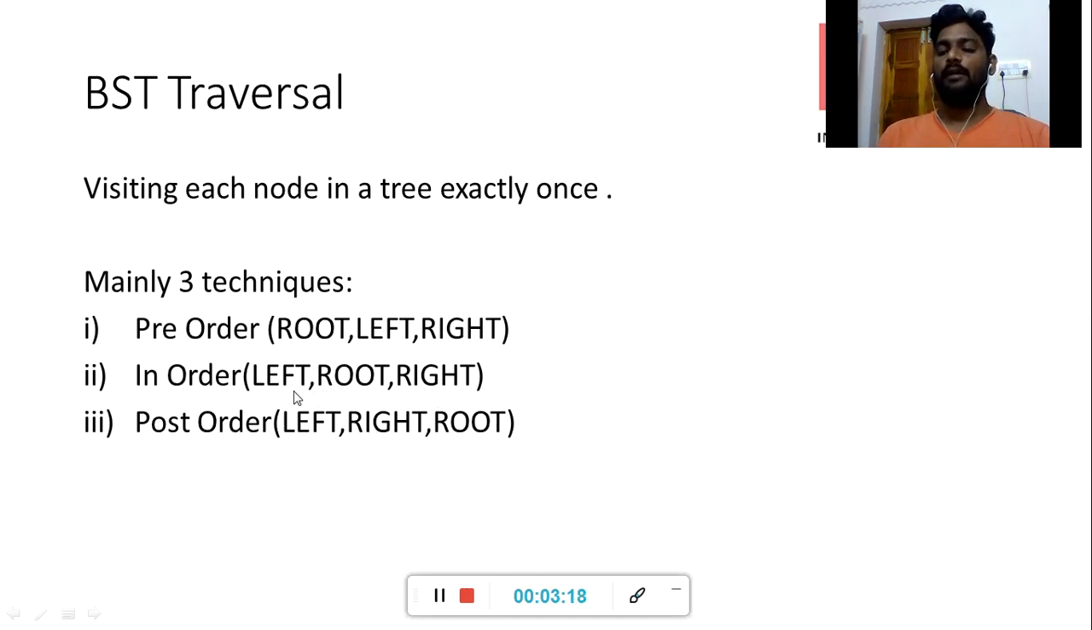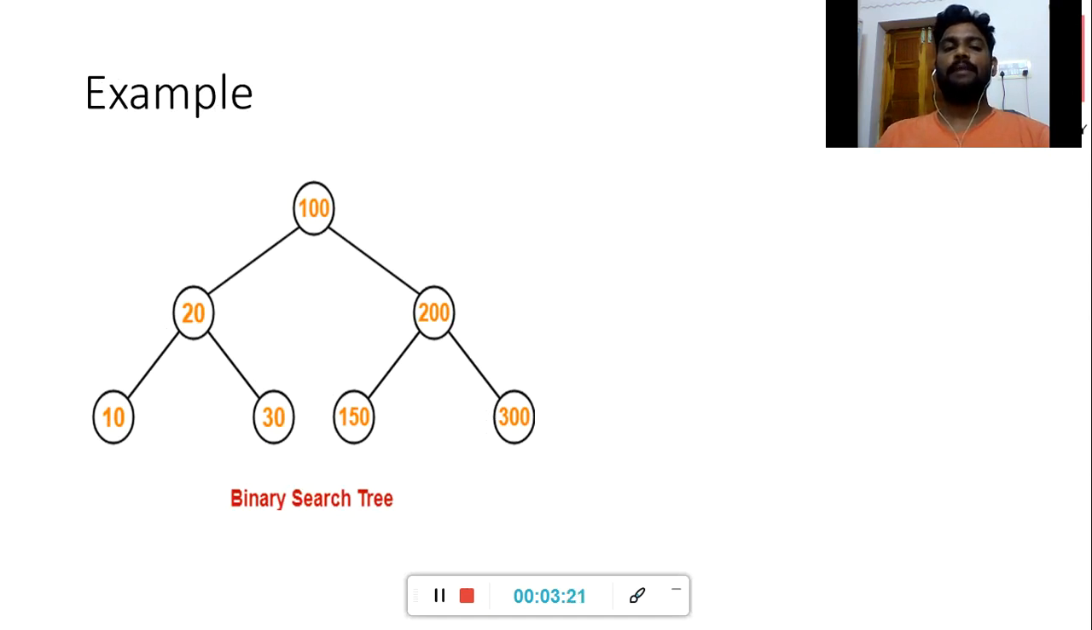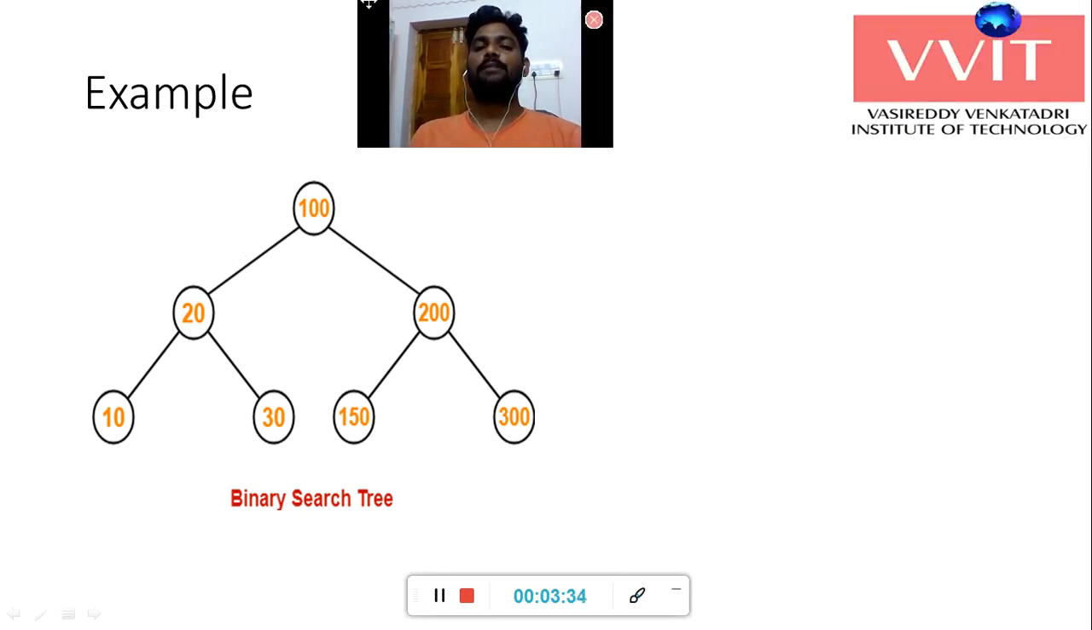Visiting each node exactly once, for example, let us consider this given binary search tree. How do we apply these three traversal techniques? The first one is pre-order traversal. In the pre-order technique, first visit the root node, then the left subtree, and finally the right subtree. That means in pre-order fashion: root, left and right.